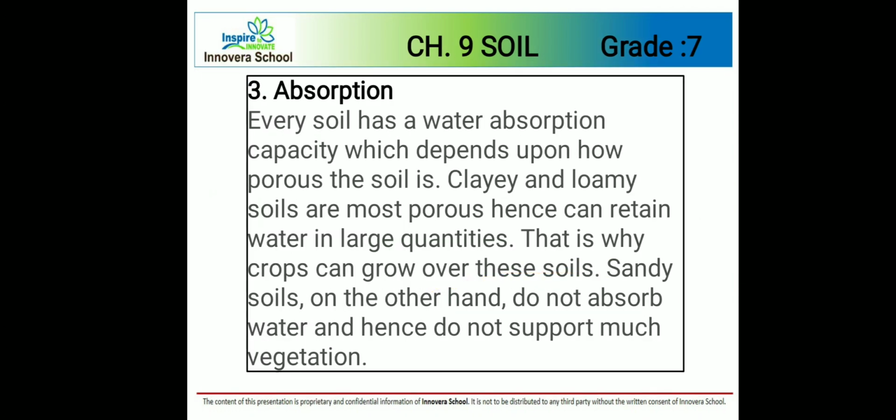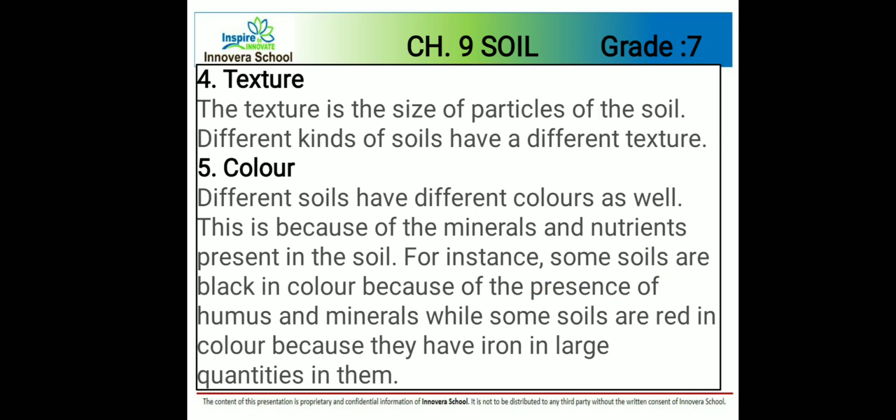Absorption is the next property. Every soil has a water absorption capacity, which depends upon how porous the soil is. Clay and loamy soil are most porous, hence can retain water in large quantities. That is why crops can grow over these soils. Sandy soils, on the other hand, do not absorb water and hence do not support much vegetation.